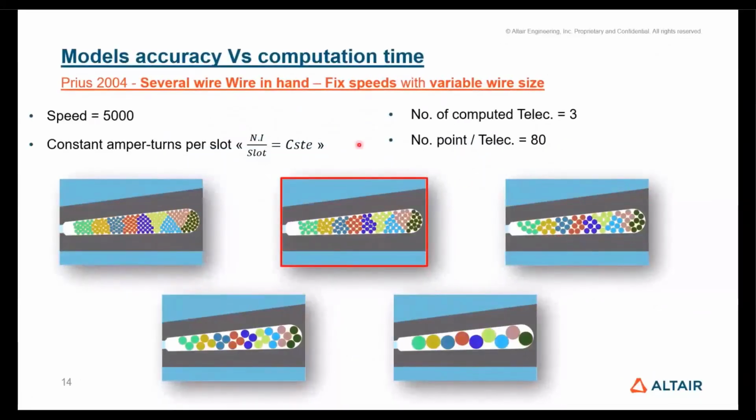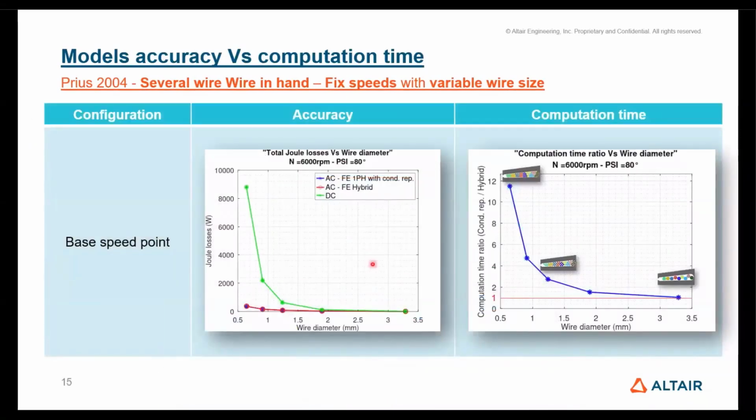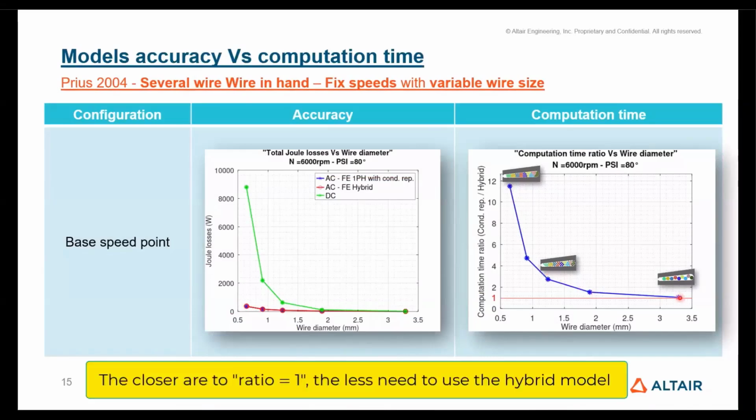The last case has several wires in hand, fixed speed and variable wire size, and constant ampere turns per slot as previously. For the base speed configuration, we see the one phase model and hybrid model really match. We see the ratio evolution as a function of the wire diameter, and the closer we are to the ratio 1, the less we need to use the hybrid model again.